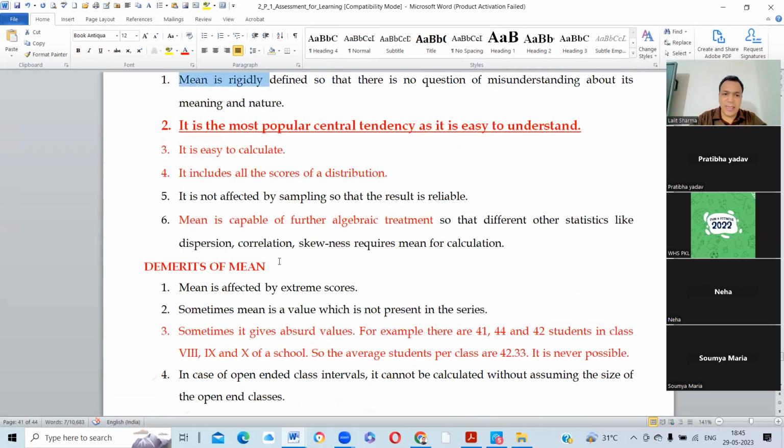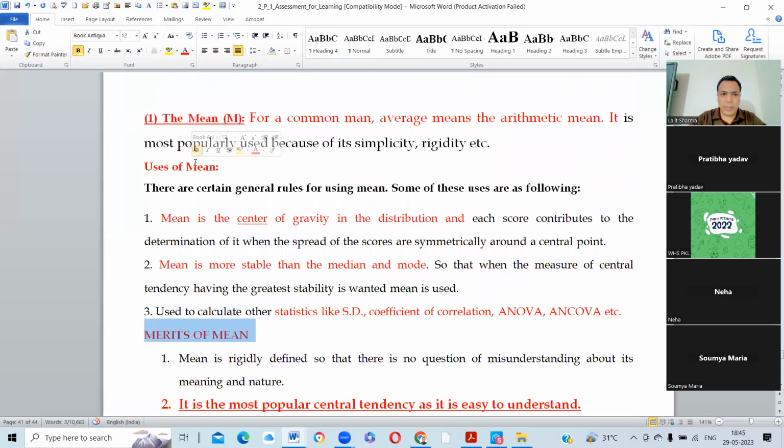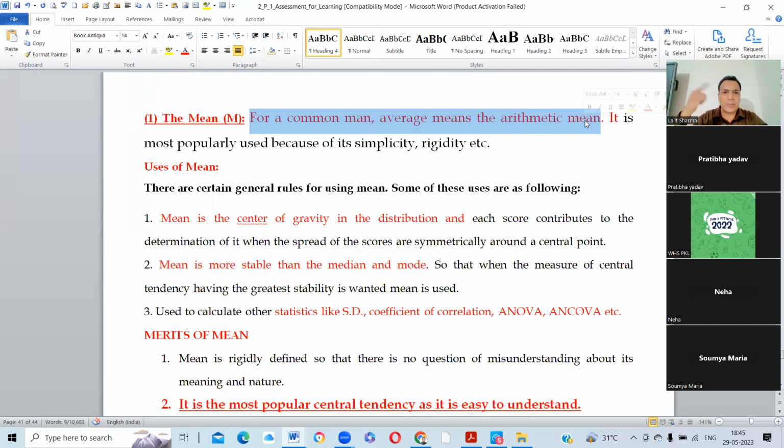Merits of mean is given, demerits are given. See, under merits, you first learn about the mean, right? Mean means average. For a common man, average means the arithmetic mean. Because mean, median, mode comes from the central tendency. Central tendency means average. So to measure the averages, we have three things: mean, median, and mode, which talk about the averages.